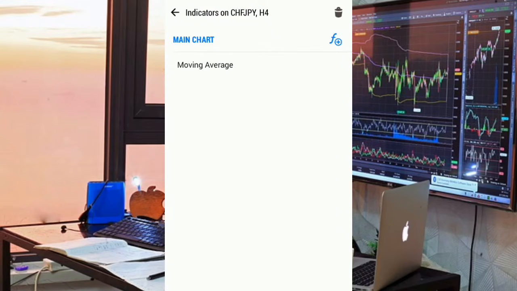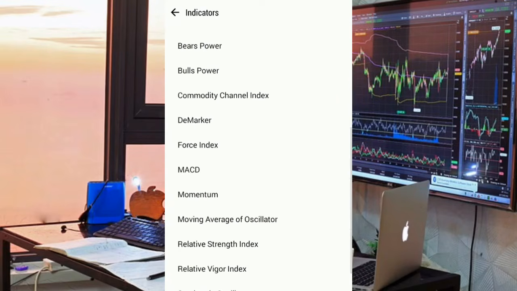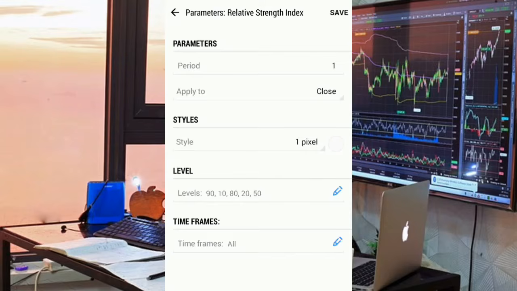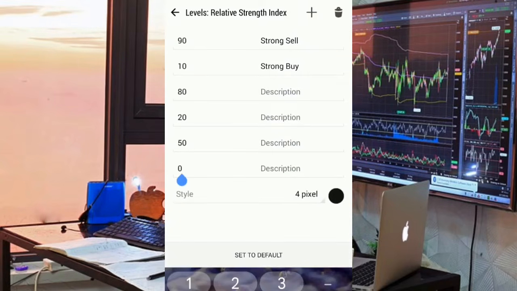The next thing you are going to do is to come back to the main chart again. On the main chart now, what we are looking for is this relative strength index down here. On the RSI, I would love us to enter period 1, apply to close, and then the key thing is the levels. If you want to go to the levels, just use this pencil over here. Click that pencil, and when you get to this side, maybe you're going to find yours on default settings, so just use that plus sign over there. Every time you click it, you're just going to get a 0, and then you're going to be calibrating that.